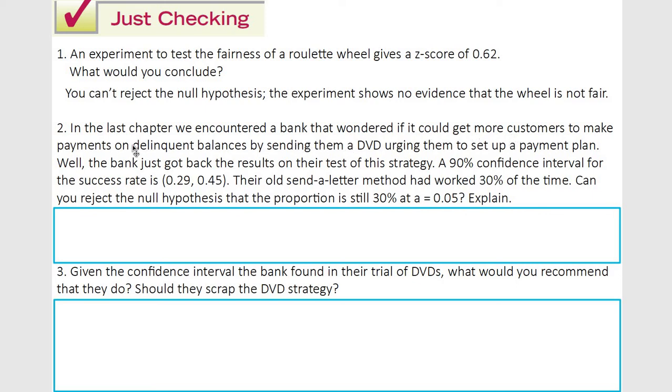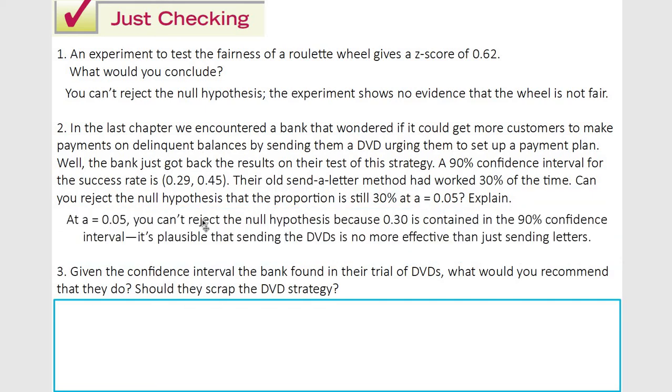All right, number 2, we are talking about the last example from the last chapter. So a bank wants people to pay their balances, so they either send a letter or a DVD trying to set up a payment plan. Well, they got the results back. The confidence interval was 29 to 45%. So the old letter method worked 30% of the time. Well, can we reject it? Okay, well, 30% is in our interval. So no, we're not going to be able to reject it. So it's possible that sending the DVDs is no more effective. All right, it's in our confidence interval.